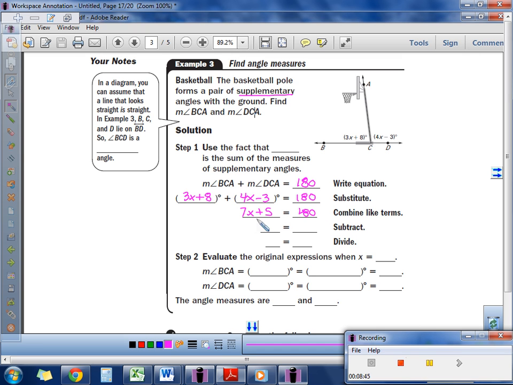And then you have a two-step equation. You need to move two terms to get the x alone. Which term should I move first?